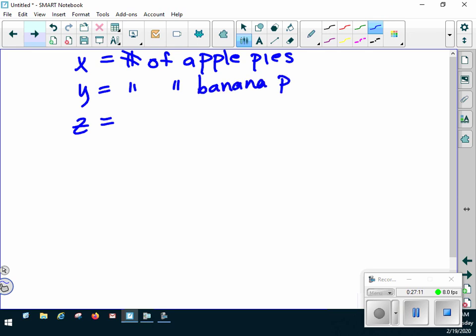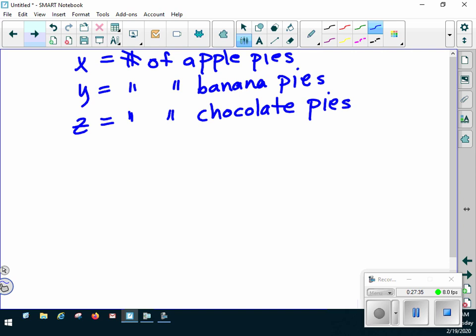I've never had a banana pie. Anybody had a banana pie? But there's wafers in it. Like a banana pudding? All righty.